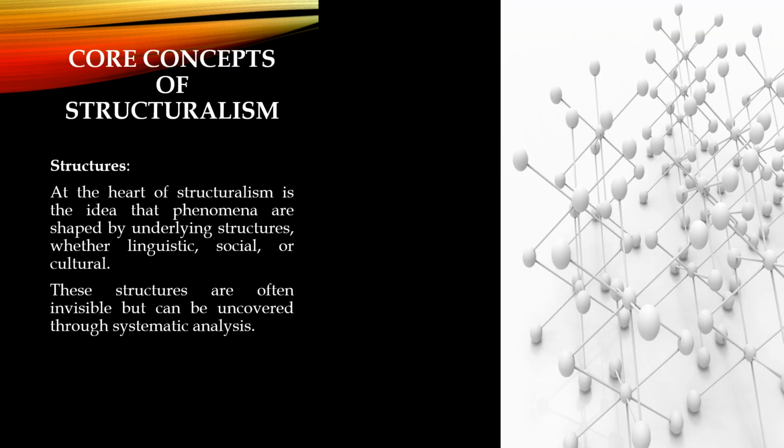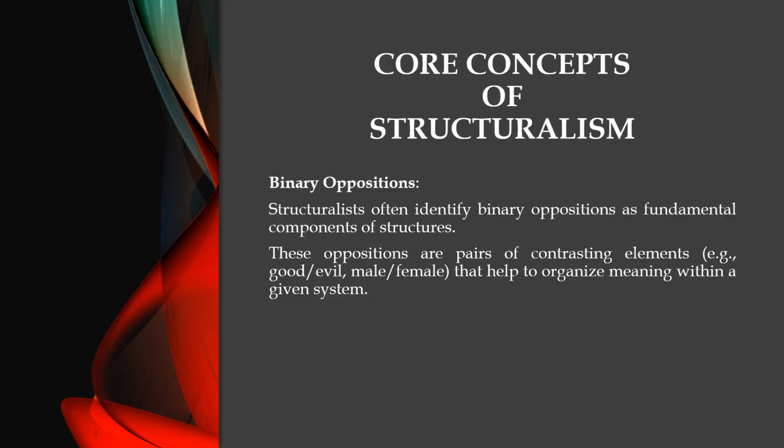Moving on to the core concepts of structuralism. Structures. At the heart of structuralism is the idea that phenomena are shaped by underlying structures, whether linguistic, social, or cultural. These structures are often not visible, and can be uncovered through systematic analysis. Next we have binary oppositions, and structuralists often identify binary oppositions as fundamental components of structures. These oppositions are pairs of contrasting elements, for example, good versus evil, male versus female, black versus white, and that helps to organize meaning within a given system.